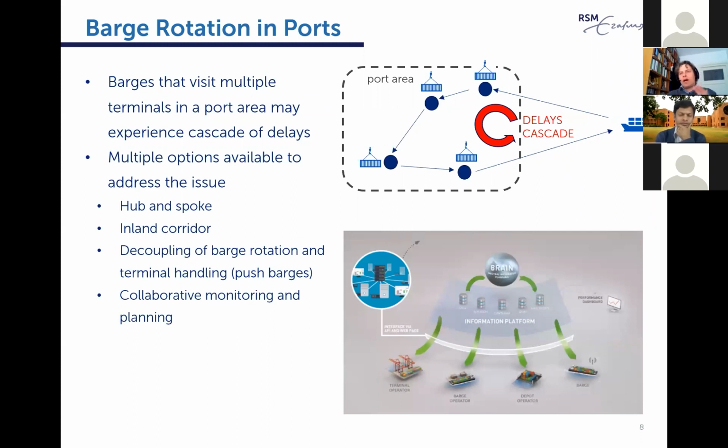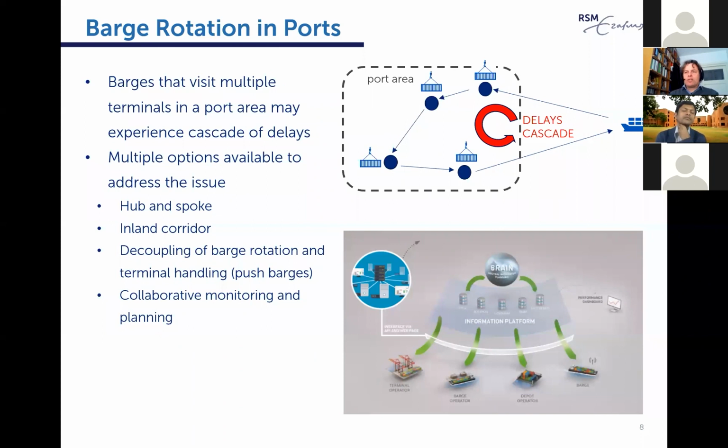So there are multiple options to deal with this. One option is to consolidate freight, for example, to make sure that the barge will only visit one terminal. This can be done by devising your logistics concept in a certain way, by a hub and spoke system, or what they call an inland corridor, where an inland vessel will collect from various inland terminals containers which are destined to one single deep sea port.